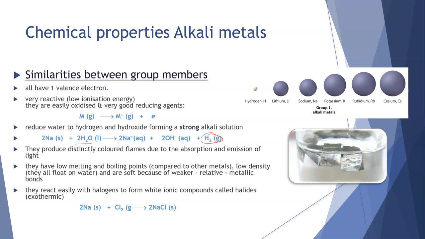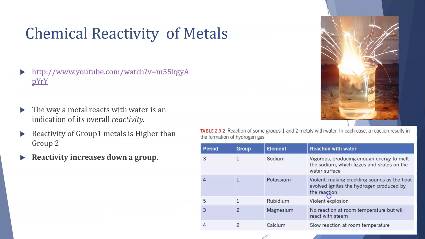These elements also produce distinctly colored flames due to the absorption or emission of light. And the color of that light is dependent on the energy of transition of the electrons. They have low melting points and boiling points compared to other metals, and they react easily with other elements such as halogens to form ionic bonds, such as what we see when we react sodium with chlorine to form sodium chloride or salt. So when we look at the chemical reactivity of metals, the metal reacting with water is an indication of its overall reactivity.